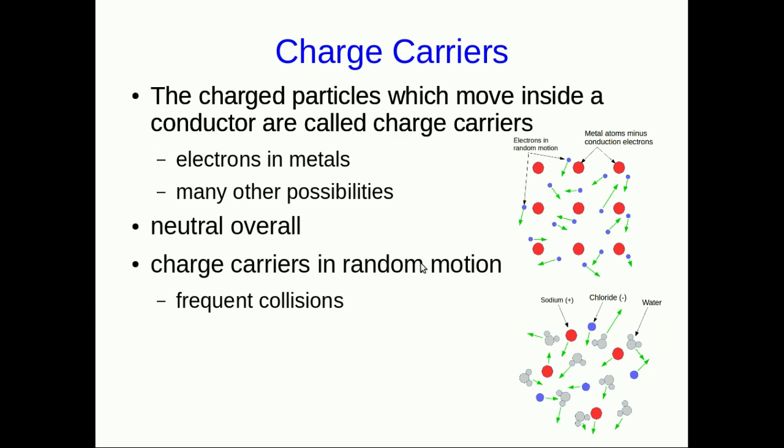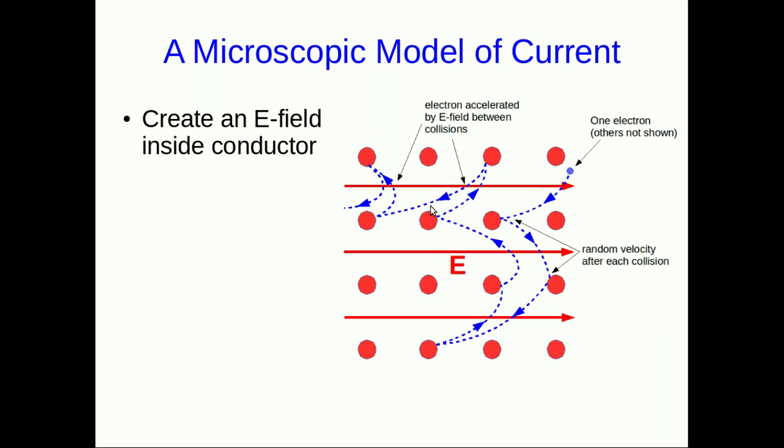The other thing is that even when there's no current running in a material, the charge carriers are always in random motion. They're usually frequently colliding with other things in the material. What actually goes on when a current is flowing may not be what you would have expected. Here we have an example, a metal, and we see that there are the metal ions, the atoms, minus their conduction electrons, and here's just one conduction electron. There would be a whole lot of others, but I'm just showing one.